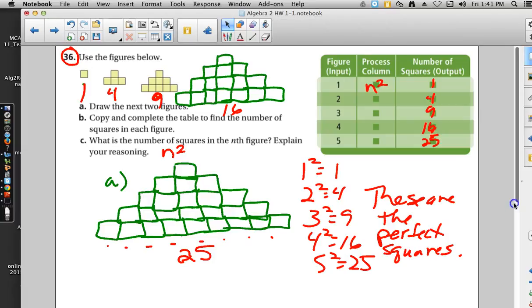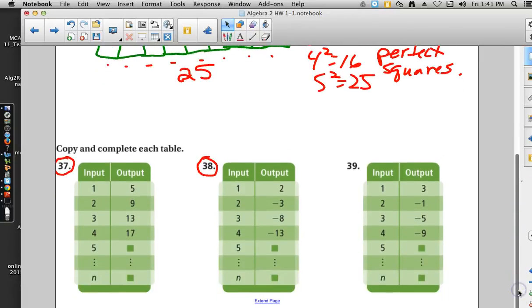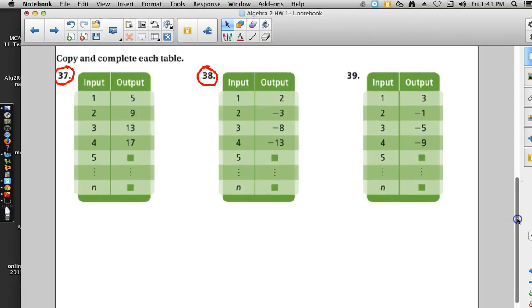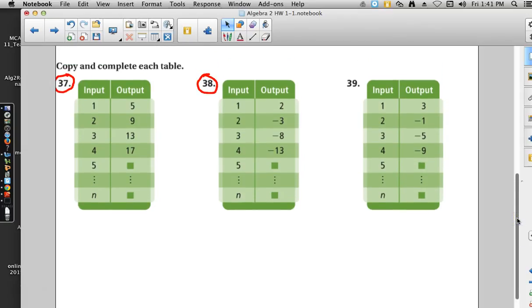Let's see if there's anything down here. Oh yes, we've got a couple of them. Copy and complete each table. All right. So basically what they're doing is they're doing the, copy the table down, think about that process column so that you can come up with a rule to put in here for n.